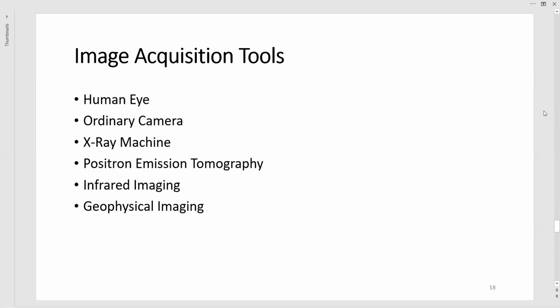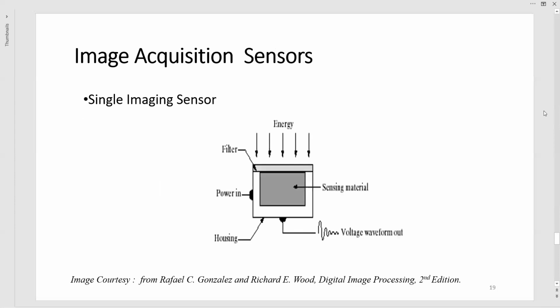Now all these image acquisition tools will have different types of sensors. The very first one of them is the image acquisition sensors. Sensors are mainly used to transform whatever energy has been taken from the source, that is illumination energy, to digital images. Theoretically, sensors are of three types: single imaging sensor, line sensor, and array sensor. The very first among them is the single imaging sensor.